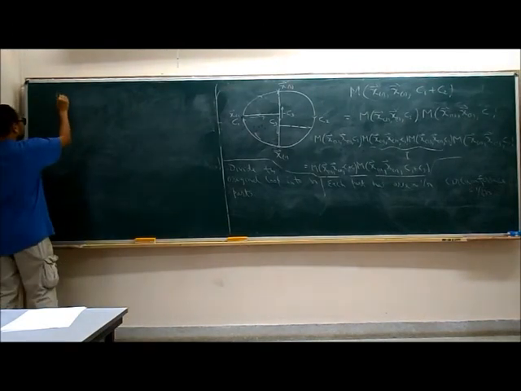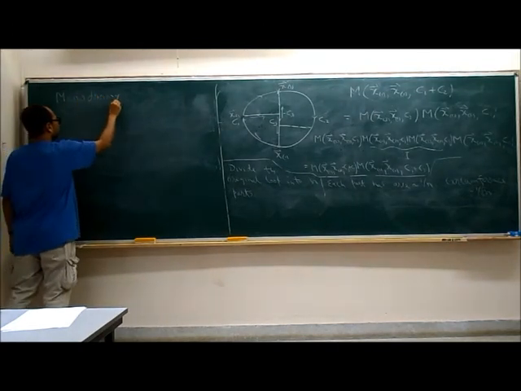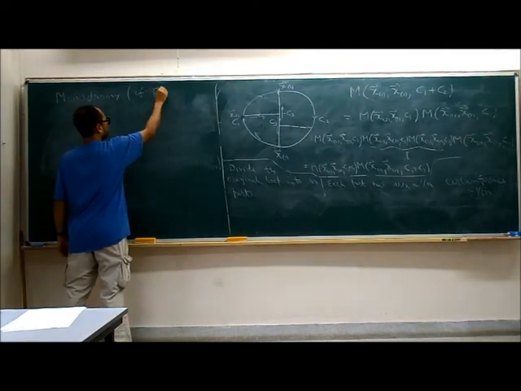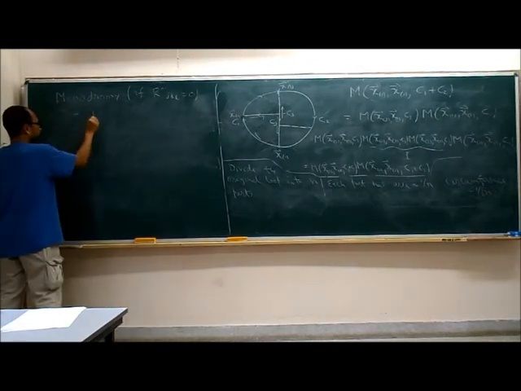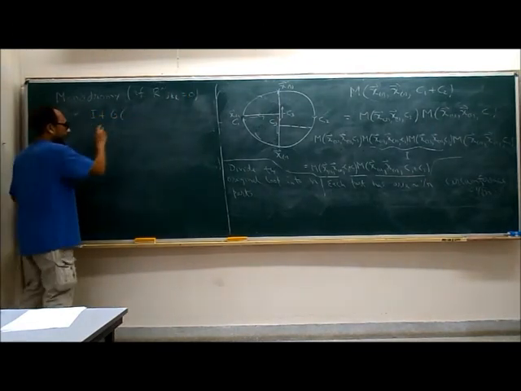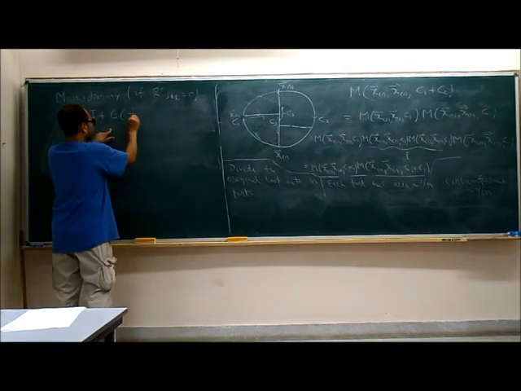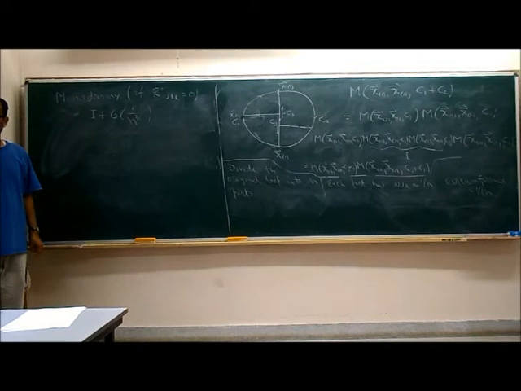So then the monodromy, if R_ijkl is 0, is identity plus order epsilon cubed. Epsilon is like 1 over root n, so 1 over n to the 3 half. Is this clear?